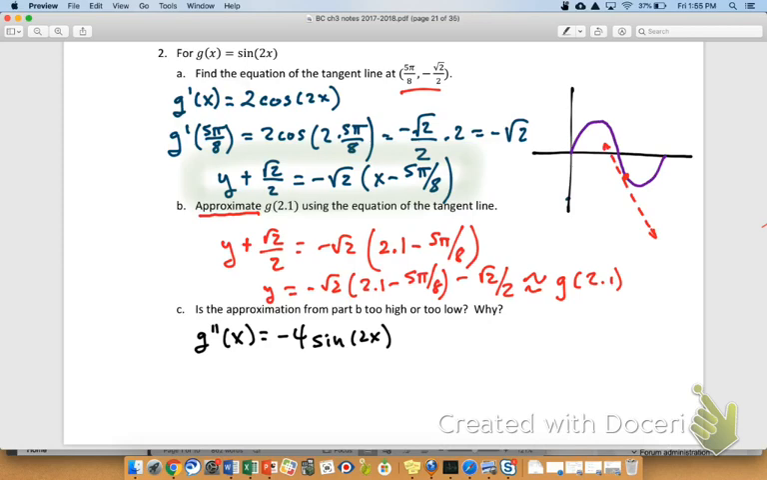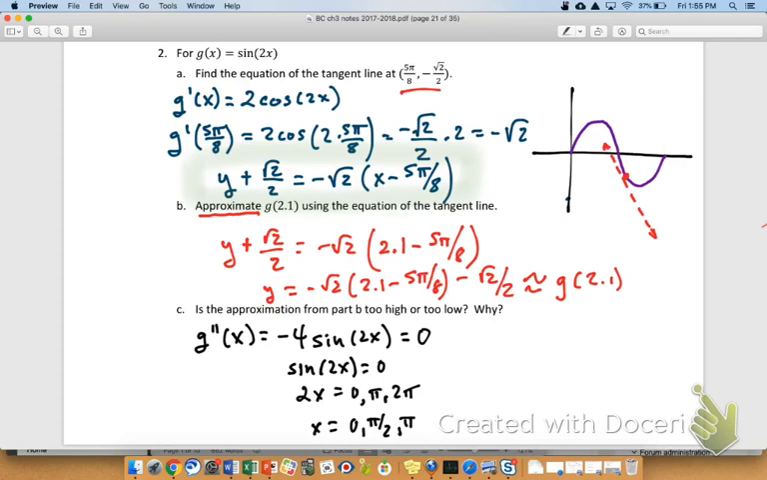So the way I find this is I'm going to set this equal to 0, because that's how you find out where concavity might be changing. I divide through by negative 4, and I get sine of 2x equals 0. Then 2x equals the inverse sine of 0. Where is sine 0? At 0, pi, 2 pi, and so on and so forth. So then x would equal 0, pi over 2, pi, et cetera.